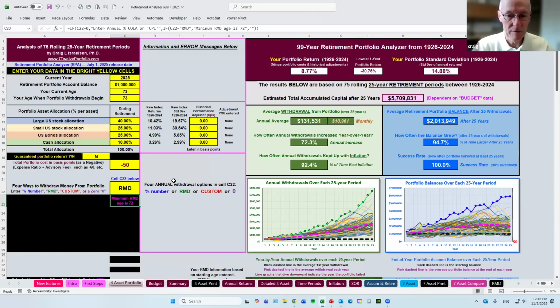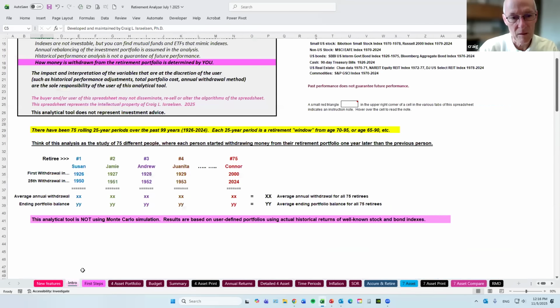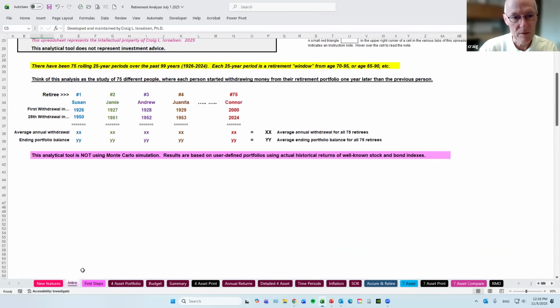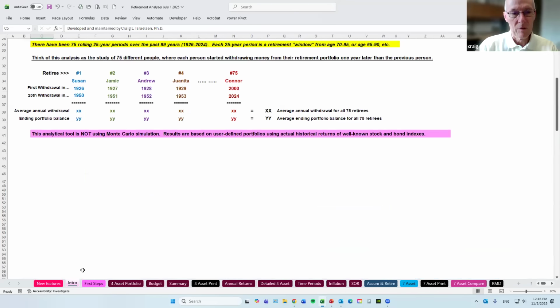Now, having said that, it's going to get technical here a little bit, but hopefully you hear it in that optimistic spirit. So let me just give you an idea of how this tool is designed. We've got 99 years of data. In 99 years, that's 1926 to 2024, there are 75 rolling 25-year periods.